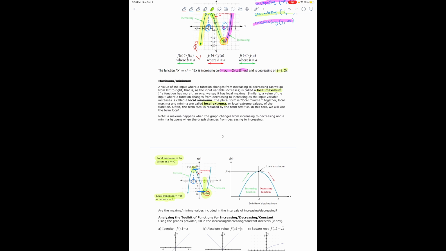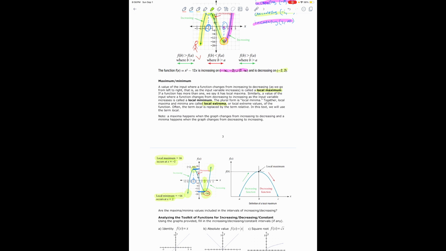Again, a local maximum and local minimum happens where the behavior changes. So you're not going to tell me that this point is a minimum and that point is a maximum, because the graph just continues going and it doesn't change behavior. So it has to change behavior to identify that local maximum or local minimum.